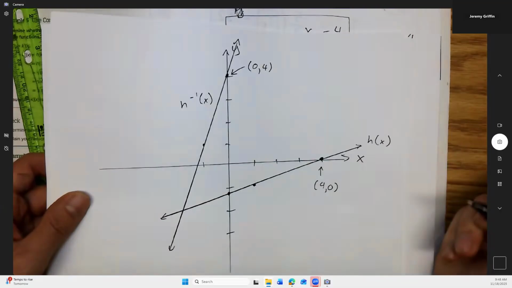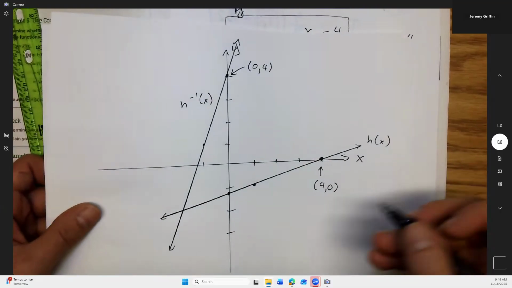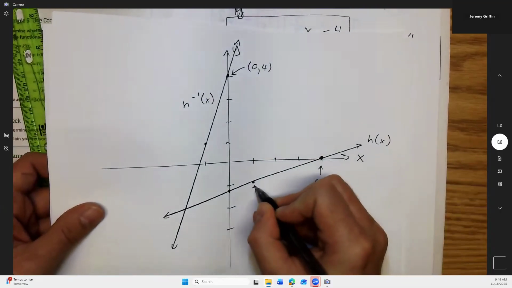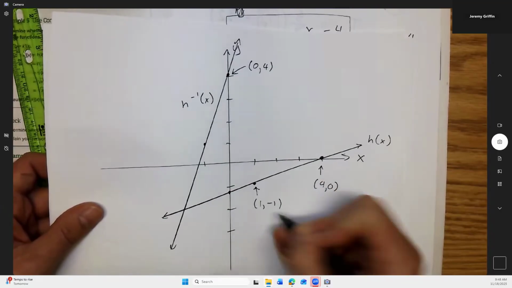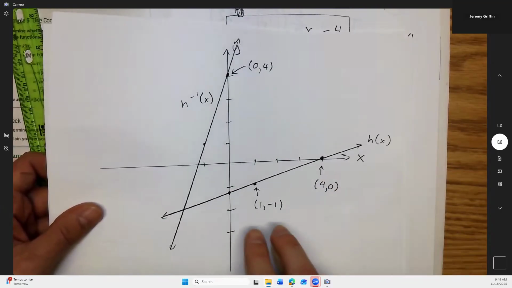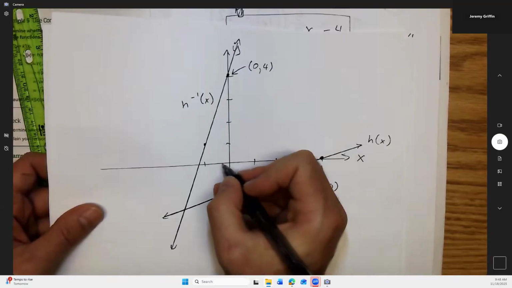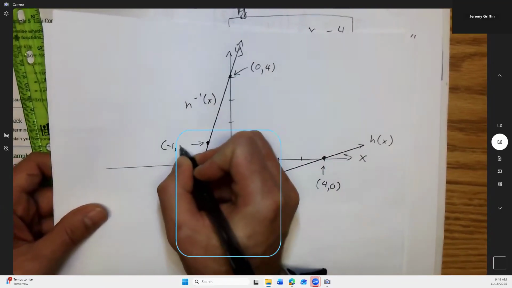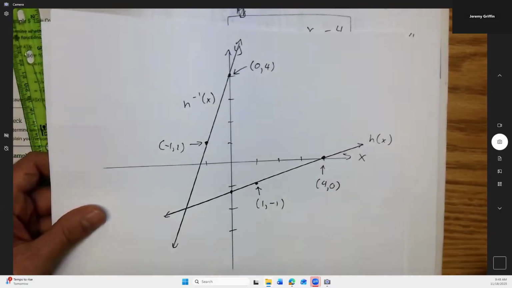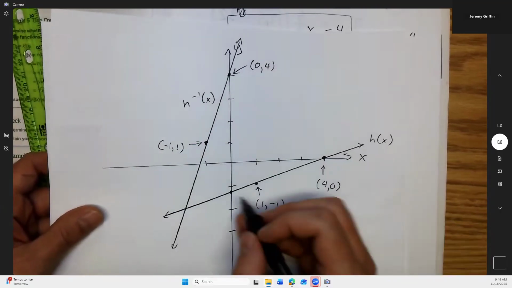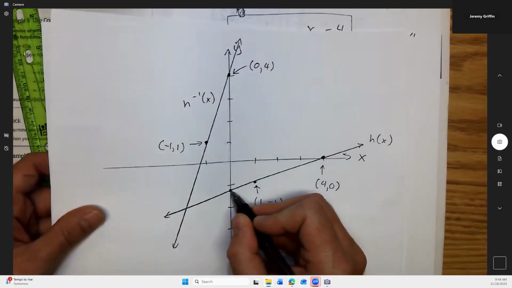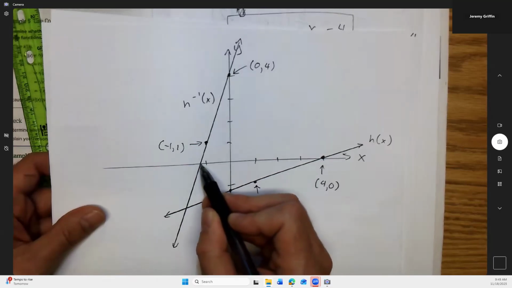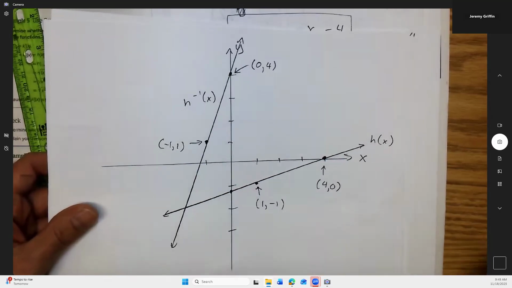0, 4. Huh. Now, what if that universally works? How about this point right here? This looks like the point 1, -1. Does that look about right? Well, if I swap those, I make -1, 1. See, -1, 1. Oh, hey, that's this point right here. If you just swap x and y. And this has a y-intercept at 0, -4/3, and this has an x-intercept at -4/3, 0.